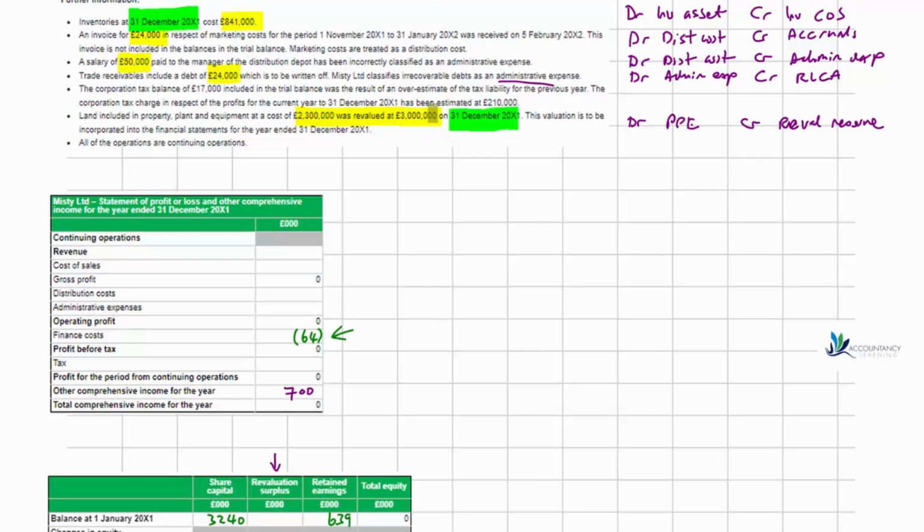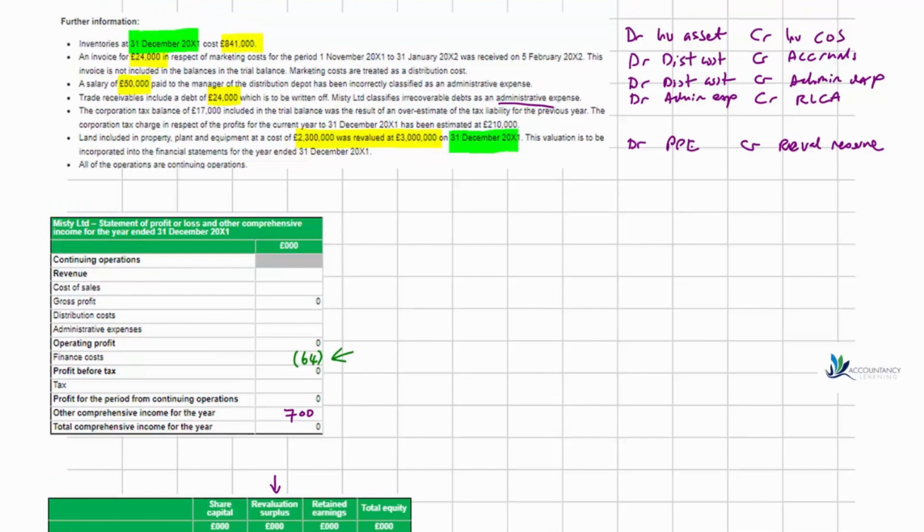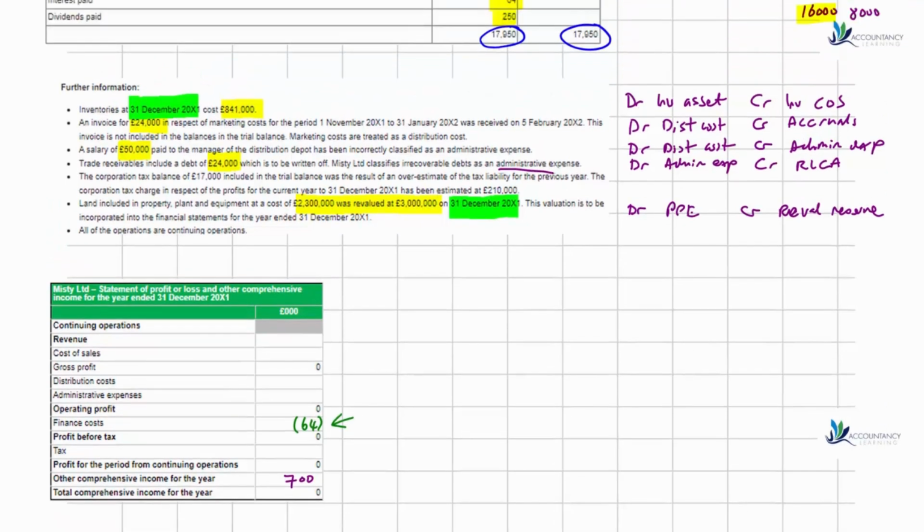And then the last note says all of the operations are continuing operations. Okay, so there's no number to do there, no double entry for us to deal with. Right, so we can't avoid it anymore. We need to look at this corporation tax, don't we? Because that's the one that we've been avoiding so far. So it tells us the corporation tax balance of 17,000, including the trial balance, was the result of an overestimate of the tax liability for the previous year.